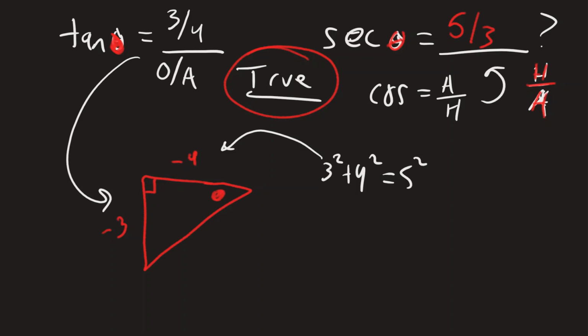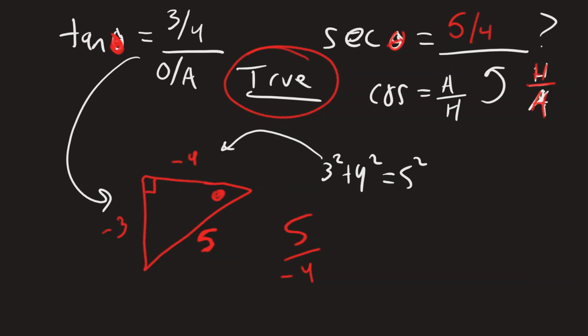And if I did Pythagorean theorem here, this would be 5. Hypotenuse is always positive. And then secant would be hypotenuse over adjacent, so 5/-4. Now back here, 3 was the opposite, 4 was the adjacent. Sorry. So it could be that secant is -5/4, or it could be +5/4, depending on what quadrant you're in.